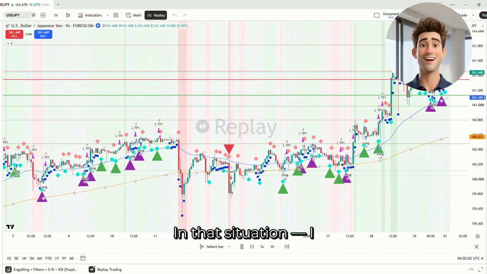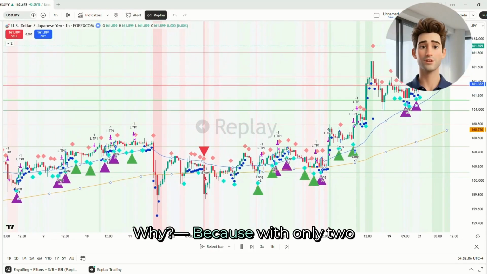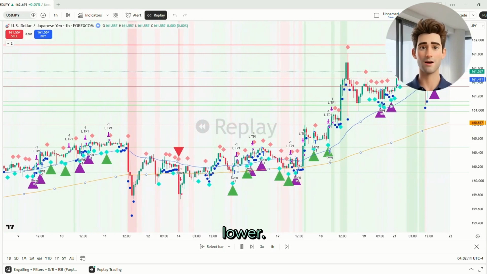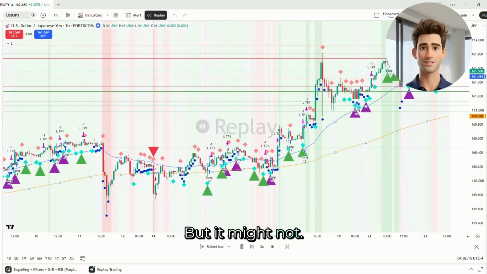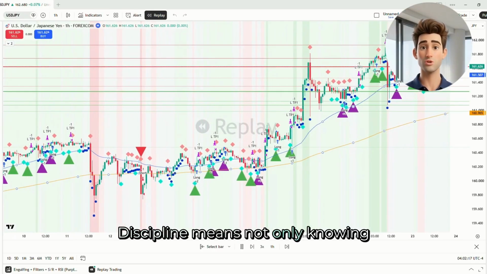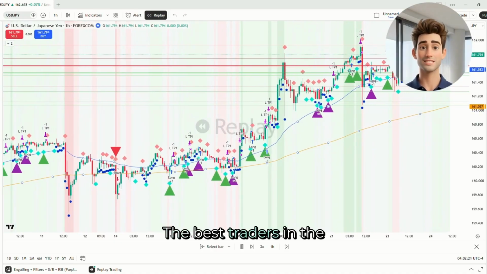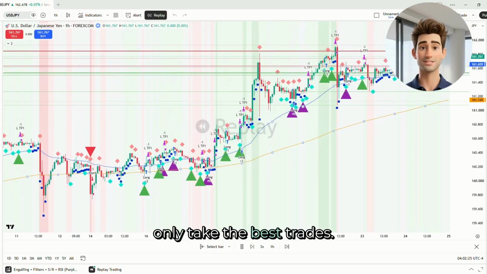In that situation, I wait, or I skip the trade entirely. Why? Because with only 2 confirmations instead of 3, the probability of success is lower. The stool only has 2 legs. It might hold, but it might not. Discipline means not only knowing when to enter, it means knowing when to stay out. The best traders in the world are not the ones who take the most trades, they are the ones who only take the best trades.